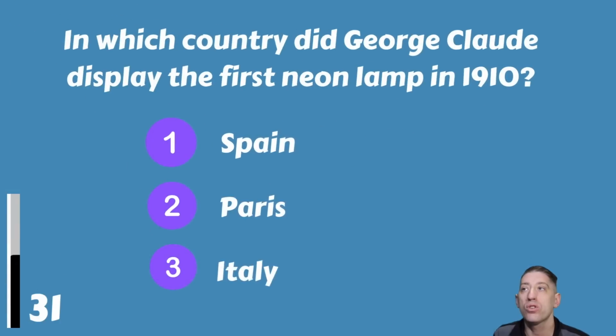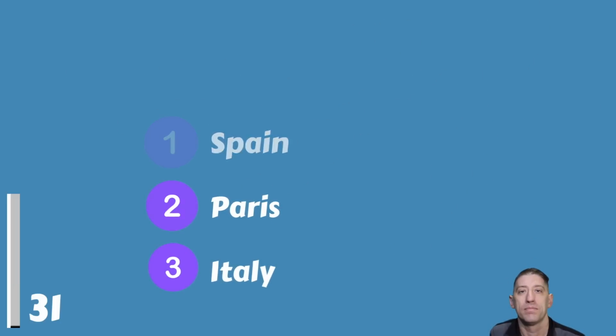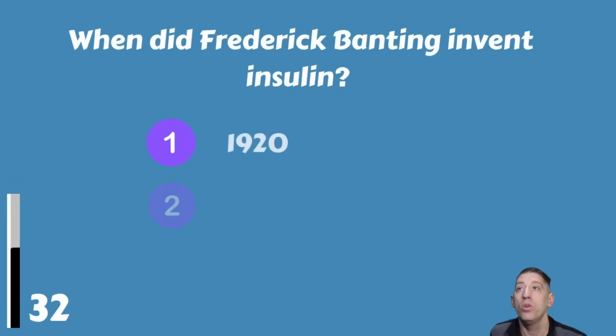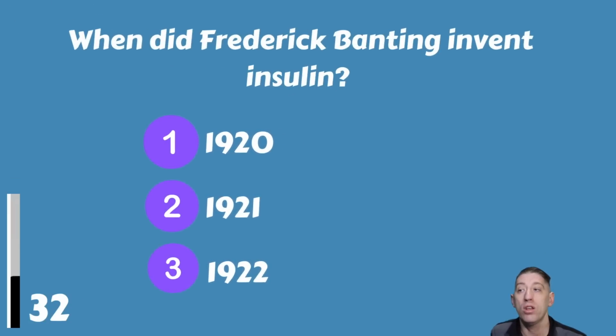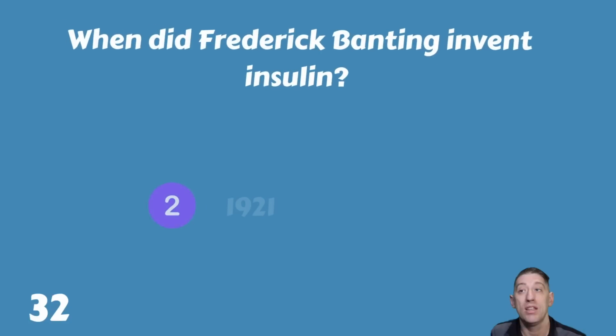In which country did George Claude display the first neon lamp in 1910? Spain, Paris, or Italy? Paris. When did Frederick Banting invent insulin? 1920, 1921, or 1922? 1921.